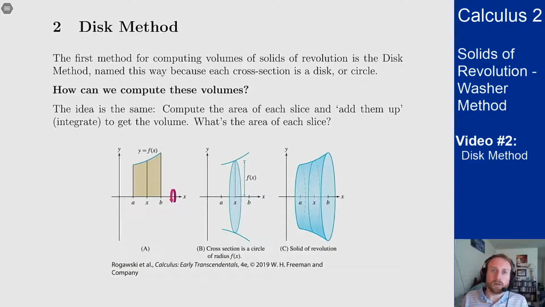In this video, we'll talk about the disk method for finding the volumes of solids of revolution. It's really an easier version of the washer method that will come next. So how does this disk method work? Well, we'll see why it's named that way in a second.